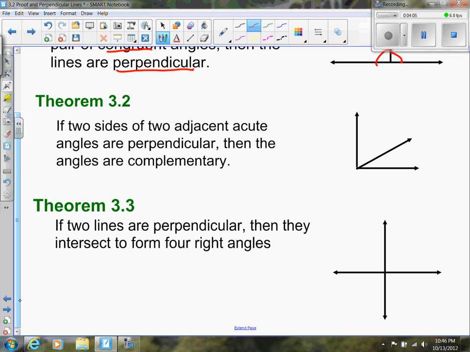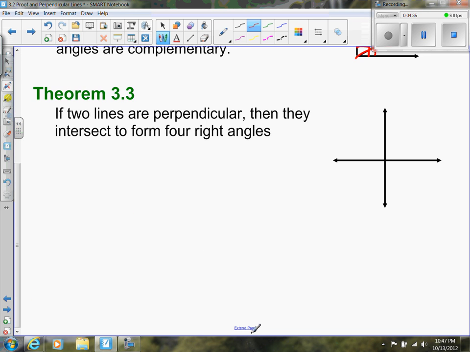Theorem 3.2, if two sides of two adjacent acute angles are perpendicular. So two adjacent, so they share this side. Acute means they're small. So this angle and this angle form a right angle. That's the definition of perpendicular. They form a right angle. Then the angles are complementary. Well, if that's a right angle, it makes sense that they would add up to 90. Kind of a common sense theorem, but we could prove it.